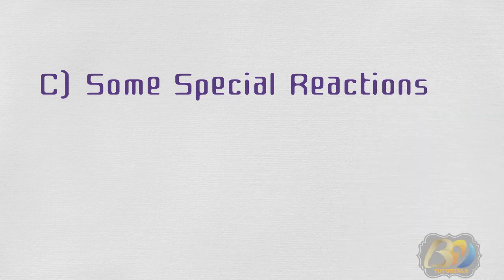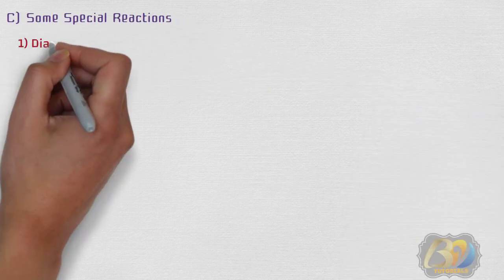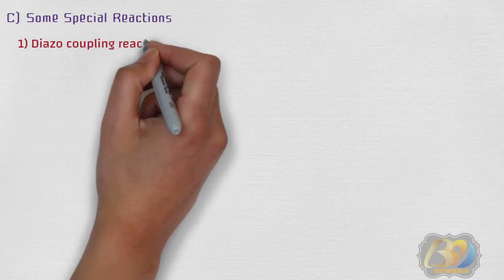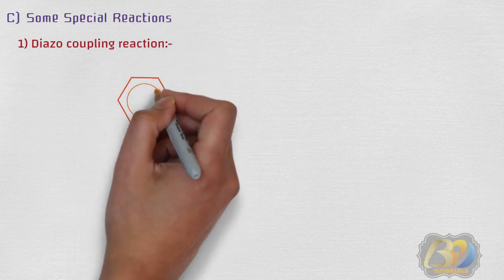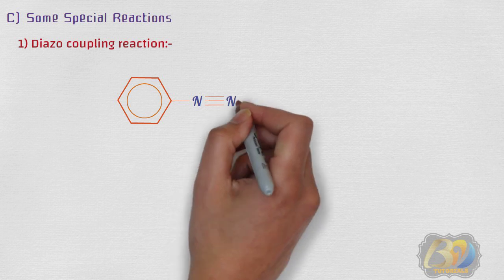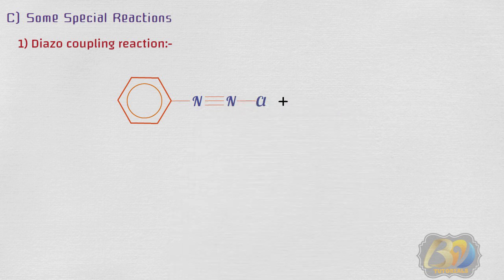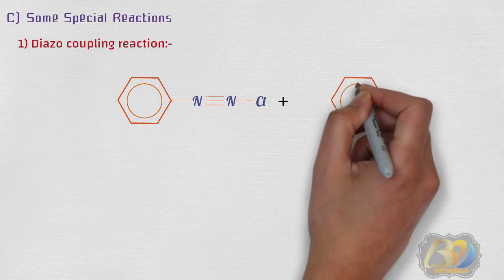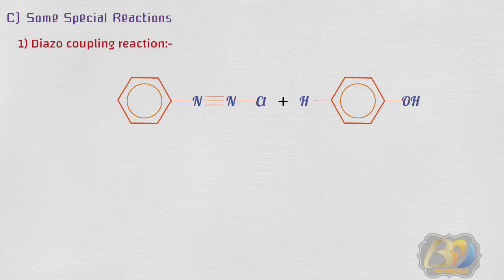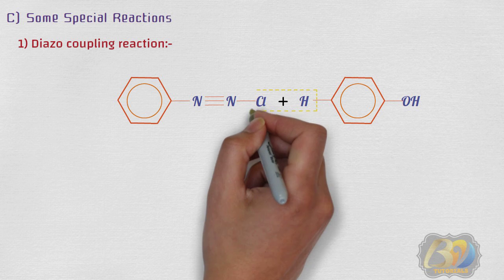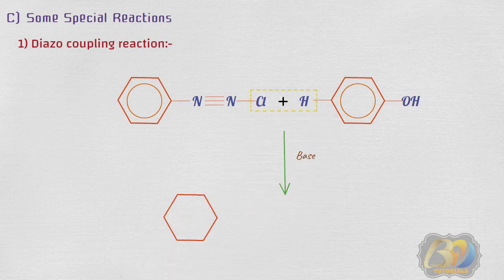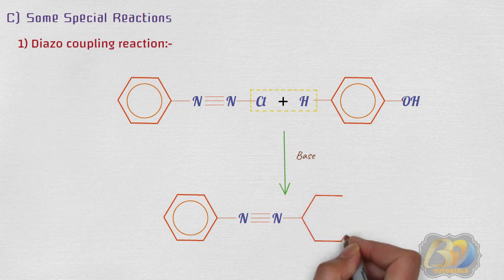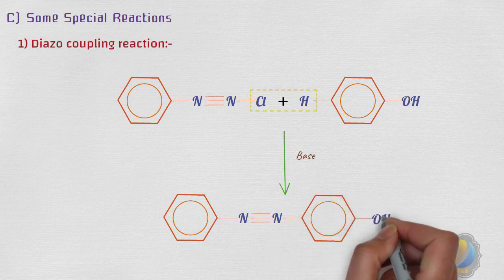The first reaction is the diazo coupling reaction. In this reaction, benzene diazonium chloride reacts with phenol in presence of base, and then with the elimination of hydrochloric acid, coupling between diazonium chloride and phenol takes place to produce an orange dye.